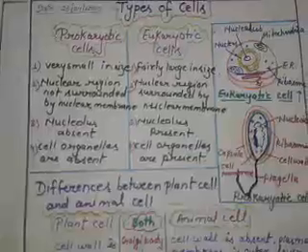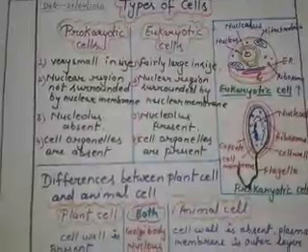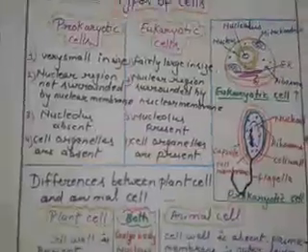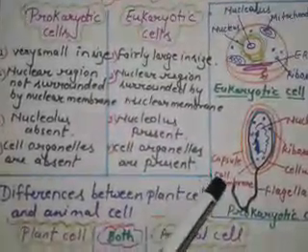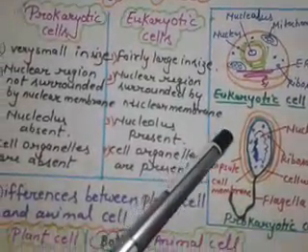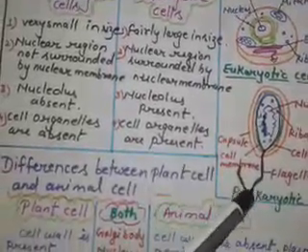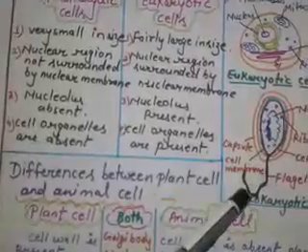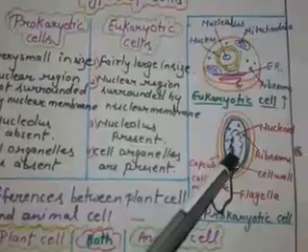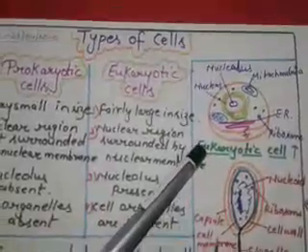We can segregate the cells based on the presence of nucleus and other cell organelles in them. Let's see. We have prokaryotic cell and eukaryotic cell. Okay, students? In prokaryotic cell, they have flagella which helps in movement. They have nucleoid. This is the genetic material of prokaryotic cell. And we have also eukaryotic cell.